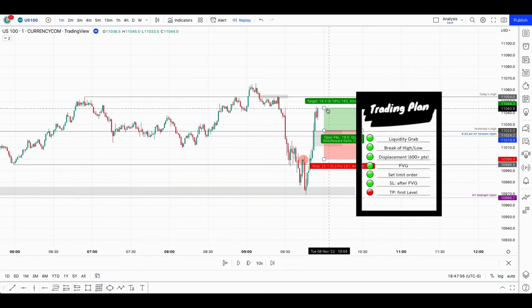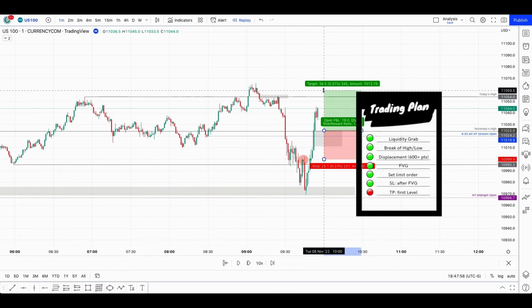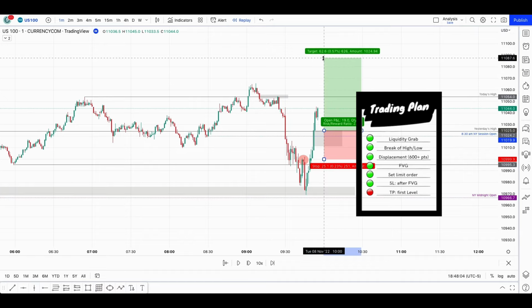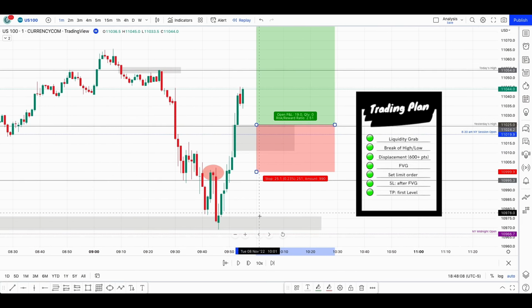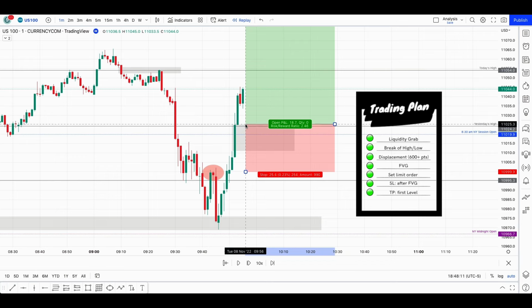For the target, I always go for at least 2.5 or the first level which gives more than 2.5. But since there's nothing, let's just go with 2.5. So we need the price to come back to my level and then go back up.